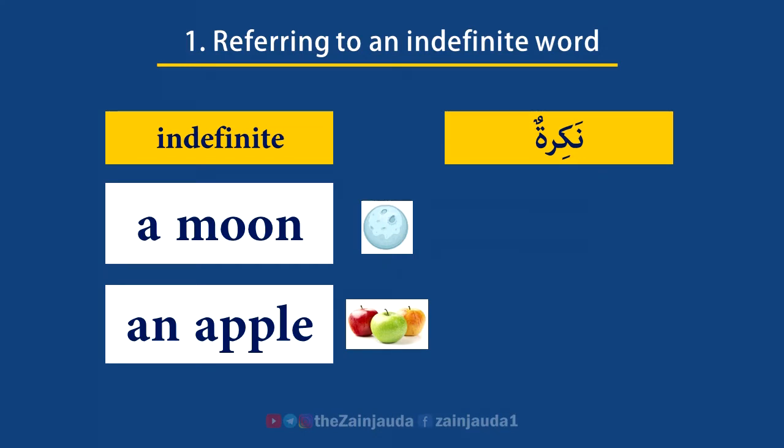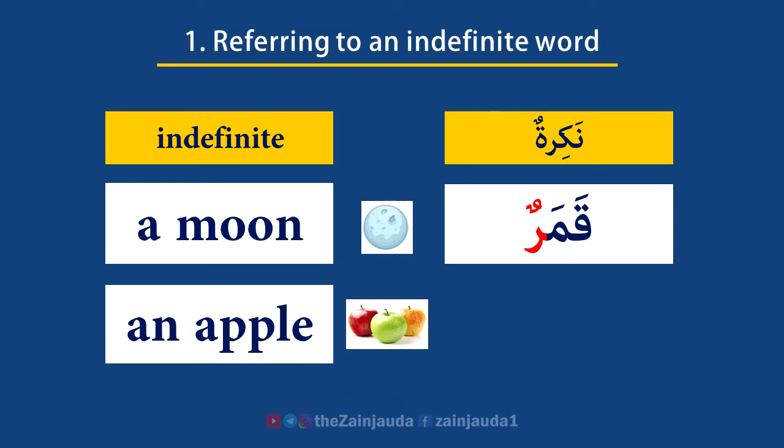Instead, we use tanween al-Dhamm to refer for an indefinite word. So, for a moon, we say qamarun. It is originally qamar, but if we want to use it as a singular, we usually use tanween al-Dhamm. Of course, we are talking about the modern Arabic. So for a moon, we say qamarun.